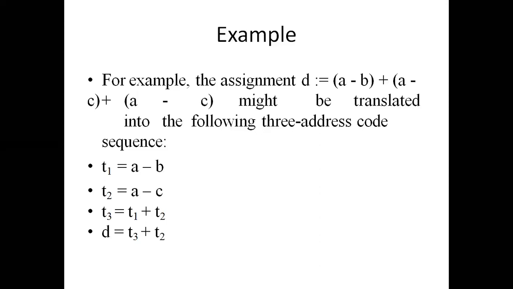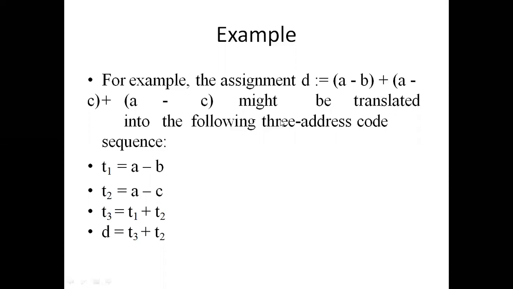Now, by taking this expression, first we need to translate it into the following three address code sequence, with T1, T2, T3 and D. This is not given in the question; this translation part you need to write yourself from the expression. The only question is the expression, and from this expression we generate the code.